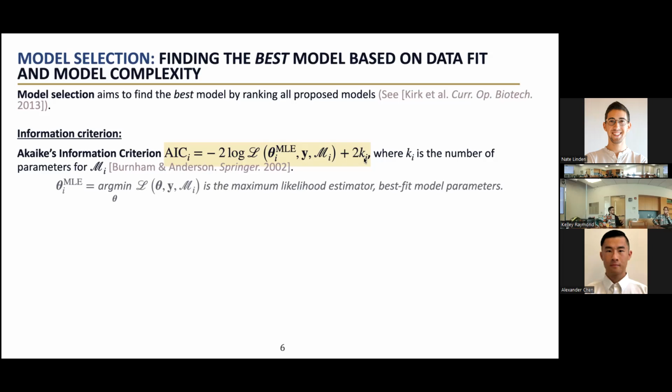A very, very complex model with many parameters, think a polynomial of order 100, is going to fit the data perfectly, but it's way too complex. So that'll penalize the score for having a lot of parameters. A very simple model is not going to capture as much of the information in the data, but it will be penalized less for having fewer parameters.